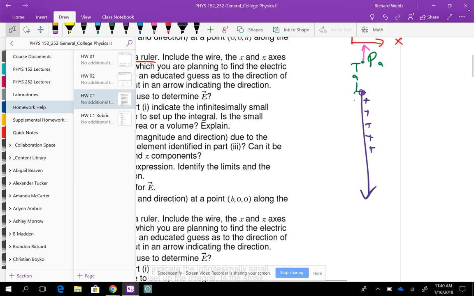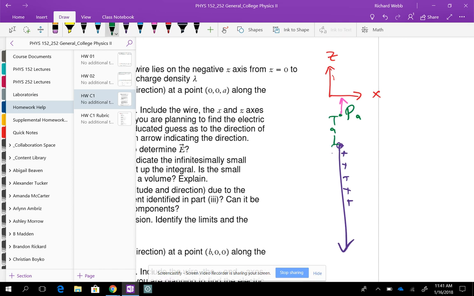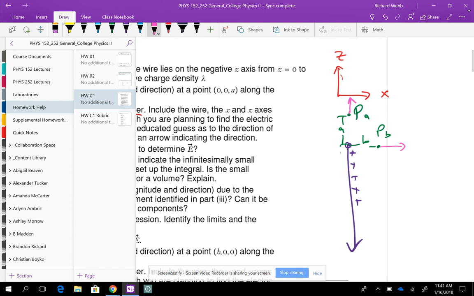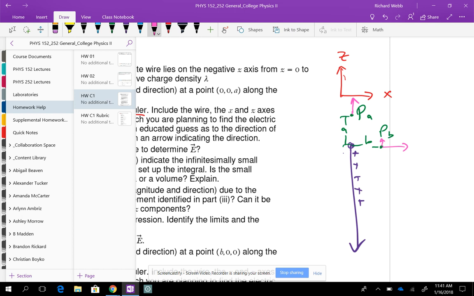Now the next one, for part B, I'll just put point B over here, some distance b away. Well, for that one, it's not so clear cut because the direction from the very top would be going like this. The direction from the very bottom would be going like this, but very weak. And so you know it's going to be somewhere between those two, and you need to estimate what direction you think it will be. In the end, you will get the answer. But you should have two components, one going in the x direction, one going in the z direction.